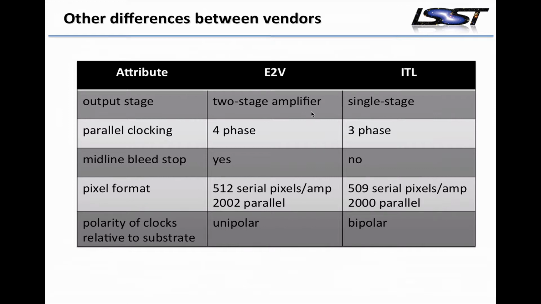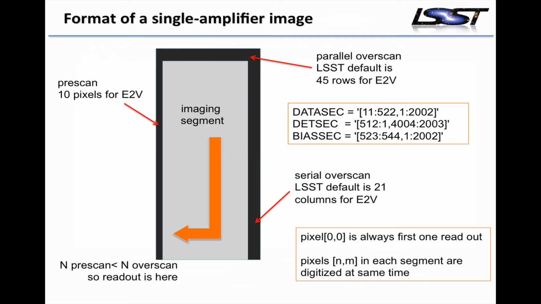In one case, there's a 2-stage output amplifier, in the other case, a single stage. One is 4, the other 3 phase of parallel clocking. In one case, there's this midline bleed stop, which is meant to prevent charge above full well from streaking all the way into the other half of the array. The pixel layout format is slightly different in terms of how many pixels there are in the serial and parallel direction, and whether the clock voltages that are applied are unipolar, only voltages greater than 0, or bipolar, meaning both plus and minus voltages, is also different between those 2. So there are some slight differences between them.